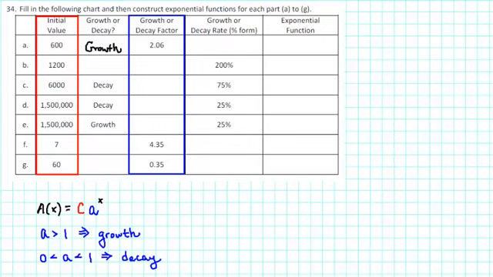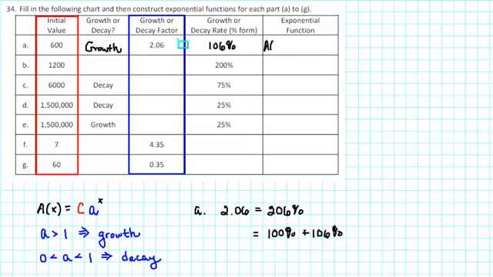2.06 is 206%. How much more is 206% than 100%? Well, it's just 106% more. So our growth rate is 106%. What is the exponential function? Well, it's going to be a of x is equal to the initial value of 600 multiplied by the growth factor 2.06 raised to the x.